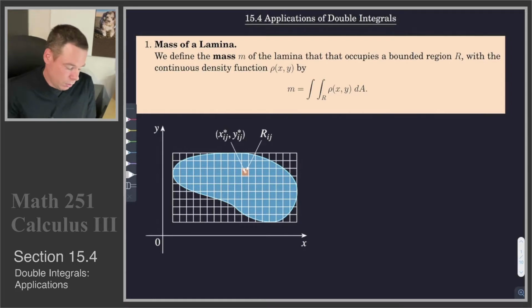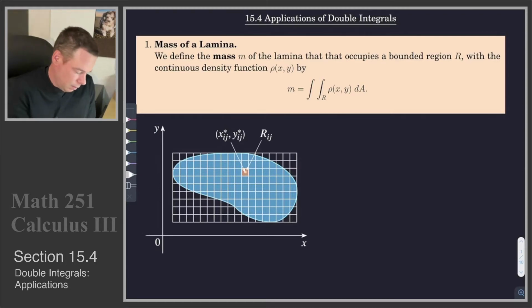The first thing we want to do is look at the mass of a lamina. A lamina is just a really thin plate. It can be of various shapes and various densities across that shape. So here we've got this sort of lima bean shaped lamina. We're looking at it from a top-down view. And the idea is it's made of a material that's of varying density.